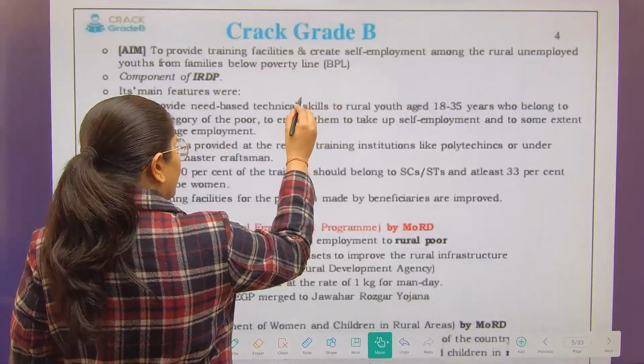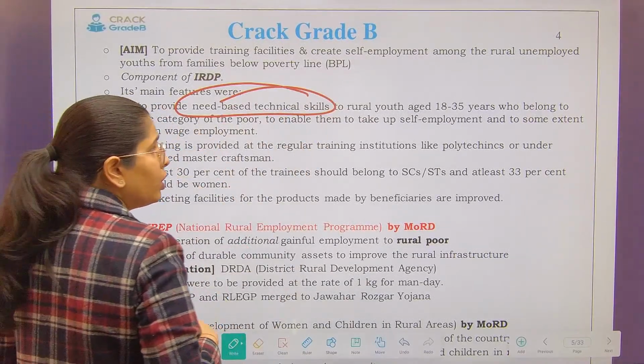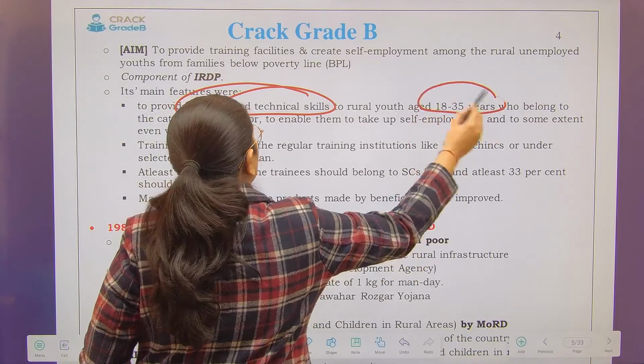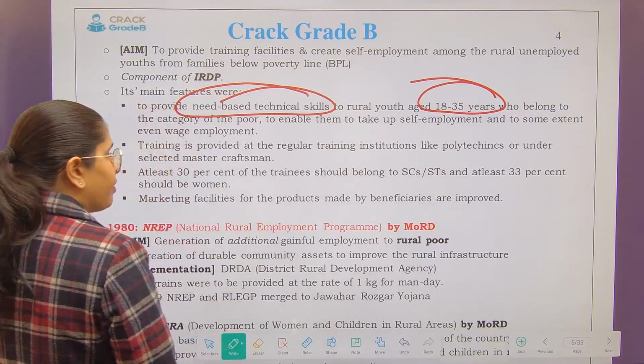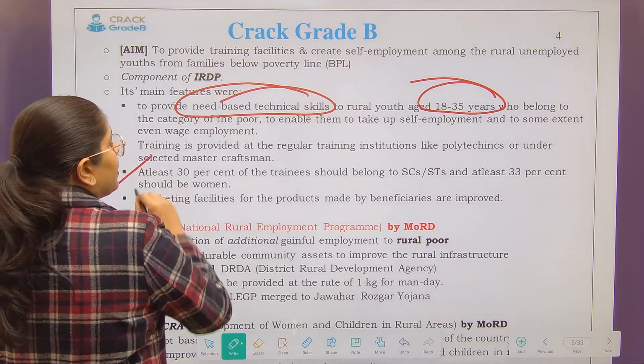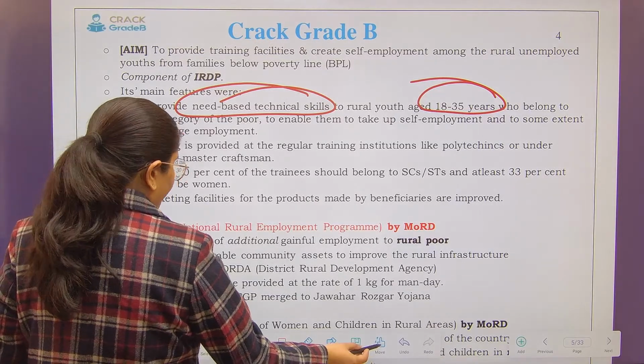So under this particular program, need-based technical skills were provided to rural youth aged between 18 to 35 years, from the category of the poor, to enable them to take up self-employment. Apart from it, 30% of the trainees should belong to SC/ST and 33% should be women.